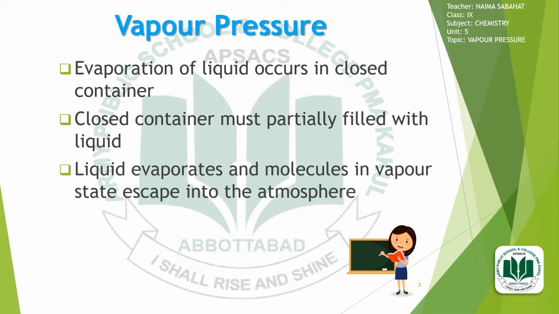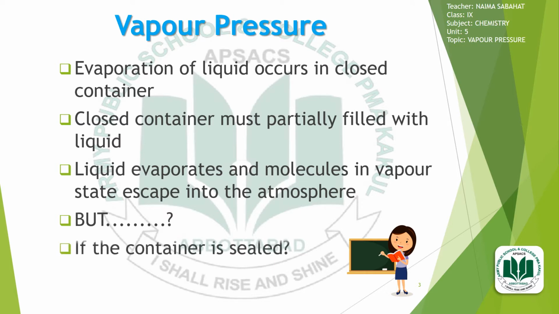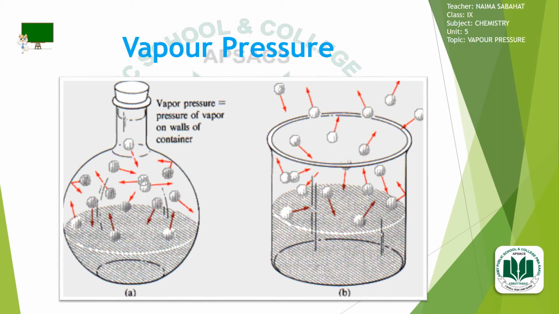Liquid evaporates and molecules in vapor state escape into the atmosphere. But if the container is closed, if it is sealed, then what happens? Now we see through the diagram how vapor pressure is established. The diagram on the right hand side contains a liquid and it is not closed, so the liquid molecules change into vapors and escape outside into the atmosphere.